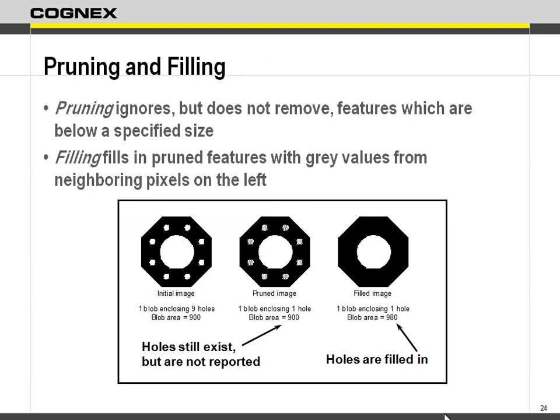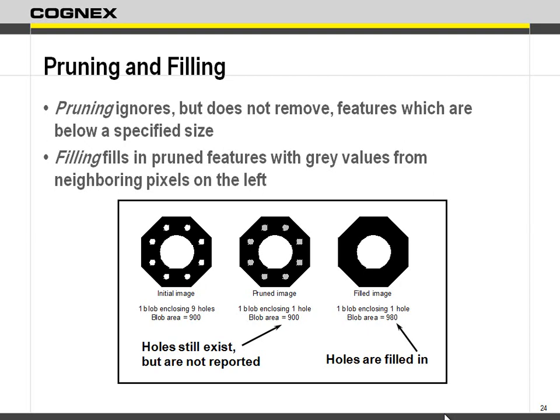You can also choose some pruning and filling, and this has to do with the area of your blob. If your initial image, let's say it's this hexagonal nut, and I've got a couple of holes in there, the initial image has one blob with 9 holes, and my blob area is going to be 900. Now, if I said I want to prune the image, it's going to ignore the holes, but it doesn't add the holes to the area. So in this case, I have one blob enclosing one hole, and I pruned out these other 8 smaller holes. But notice I still have a blob area of 900. All I've done is I haven't included them as holes. I've just kind of cleaned it up a little bit.